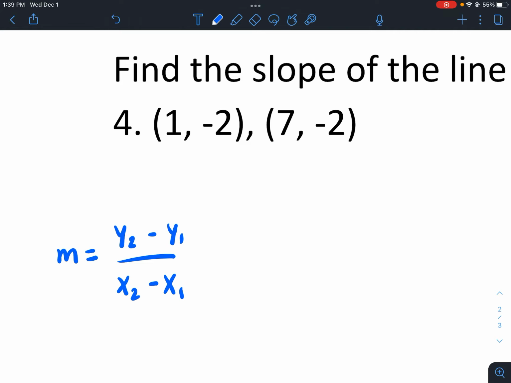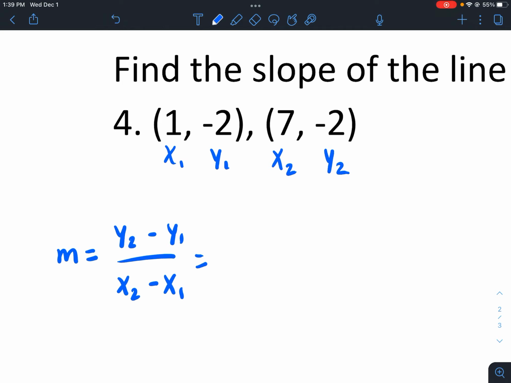The next thing you're going to do is label your points. This would be x1, y1, and the next one would be x2, y2. And then from here, you're just plugging it in, right? It doesn't matter which one you label as x1, y1, or x2, y2. You just can't mix and match. So if the first one is x1, y1, the second one has to be x2, y2.